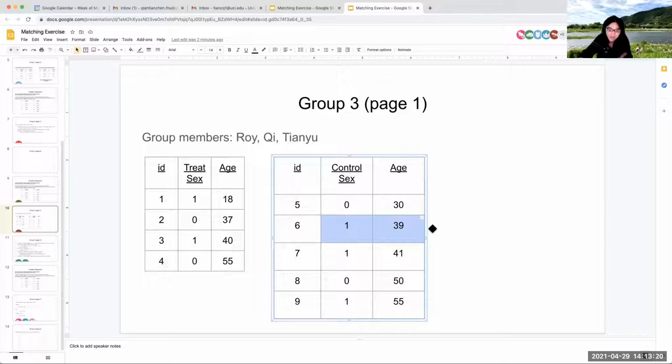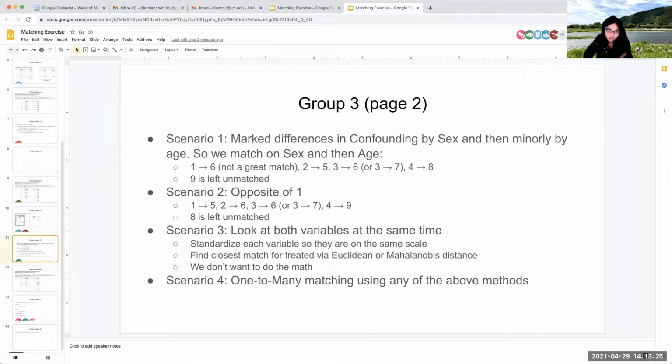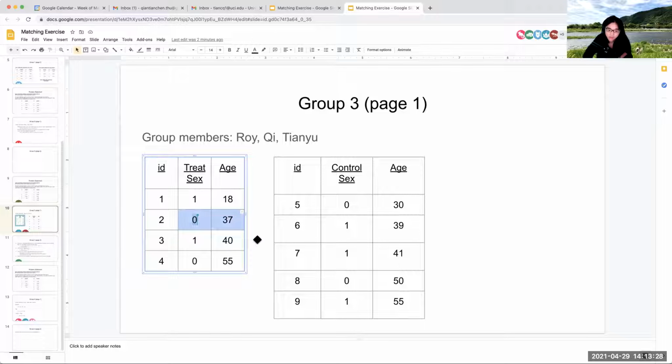But if we look at the second sample in the treatment group, which is 0 in sex, we found that sample 5 in the control group has the same sex, and their age is very close. And we do the same thing for the remaining samples in the treatment group, and so on and so forth. So we match sample 3 with sample 6. They have a very trivial difference in age, but they have the same sex.